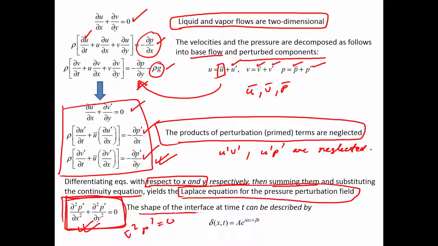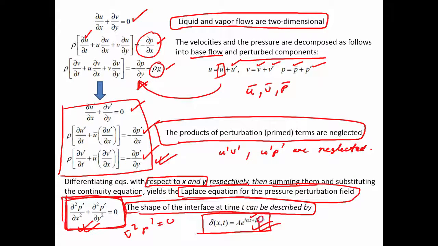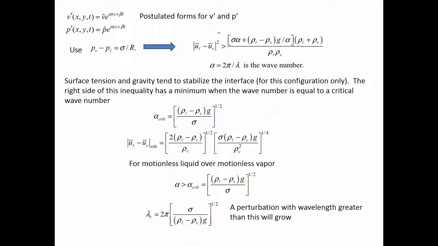The shape of the interface that we showed at any particular point of time is assumed to follow an expression like this. This is very typical linear stability type analysis that people are normally familiar with. It has a z component, that means the interface fluctuates in the z direction. That is the interfacial fluctuation, and there is a time component. Similarly, the postulated forms of v prime and p prime are also taken as a similar form.